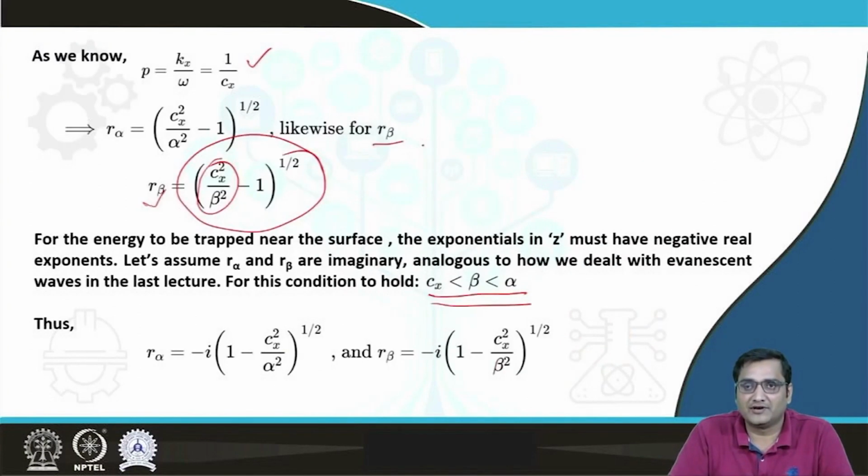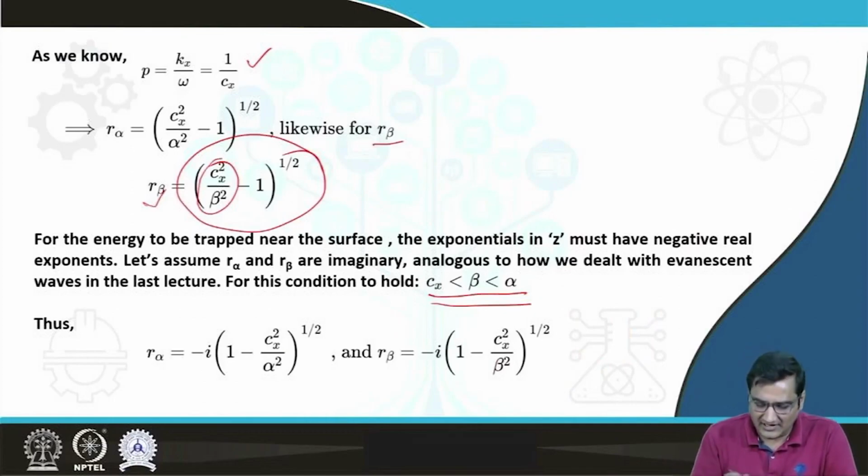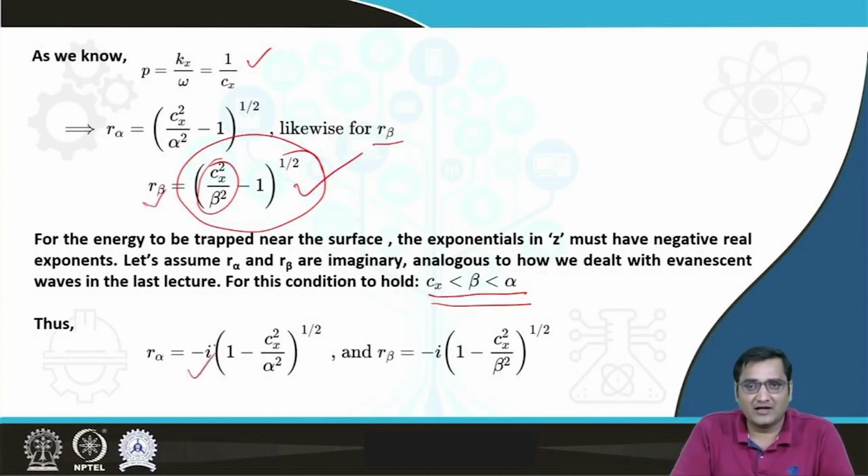When you have this imaginary term and multiply it with the iota here, it will become the real exponent. So now you can take minus 1 out of this bracket. If you take this minus 1 out of the bracket, then outside the bracket you will get negative iota times (1 minus cx square by alpha square) to the power 1 by 2, and then r beta will become something like this.